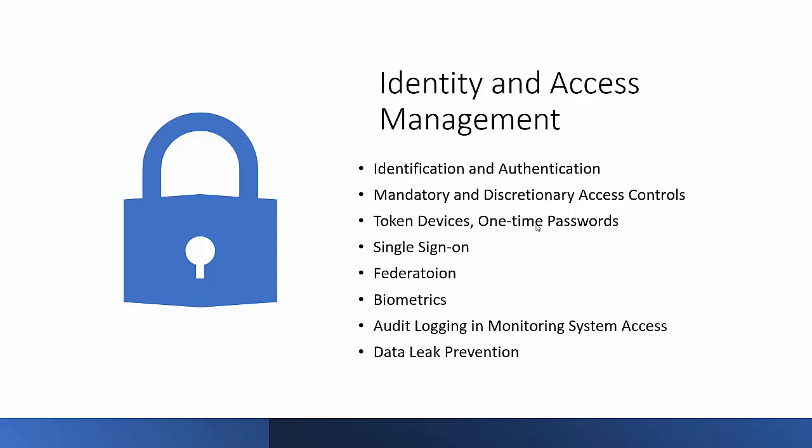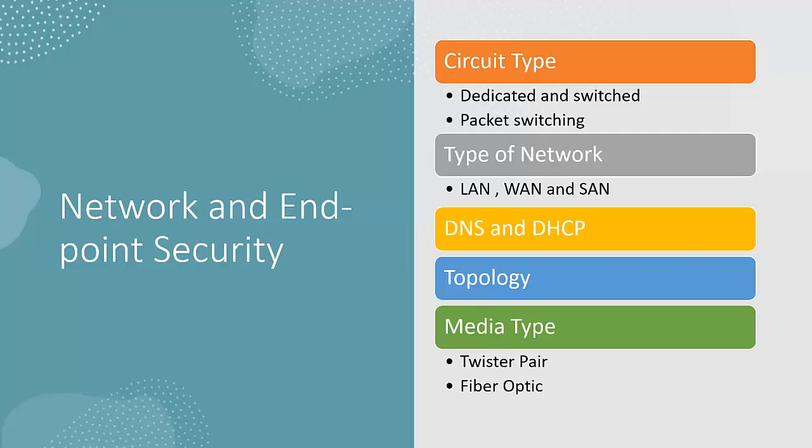Okay, the next thing we have is network and endpoint security, the most important section of domain 5. Now we have different types of circuits. What is a circuit? A circuit is a link by which we transfer data. So when you're talking about circuits, the first is the dedicated circuit.